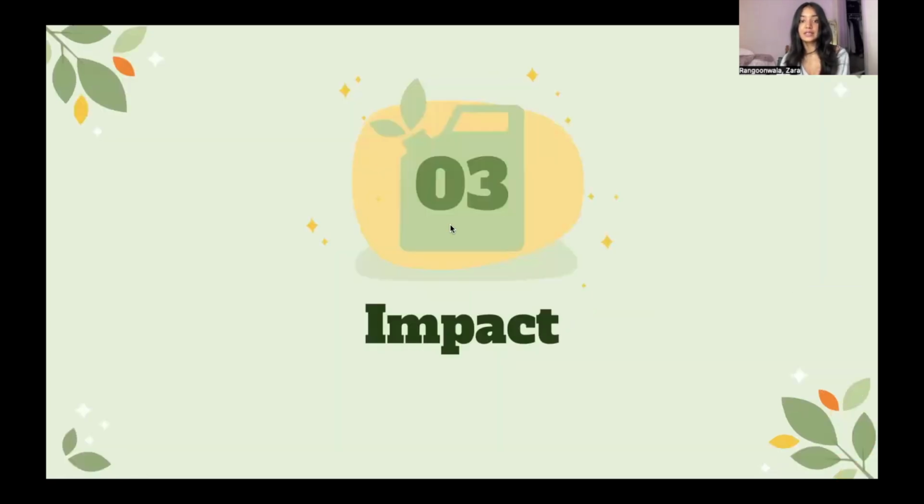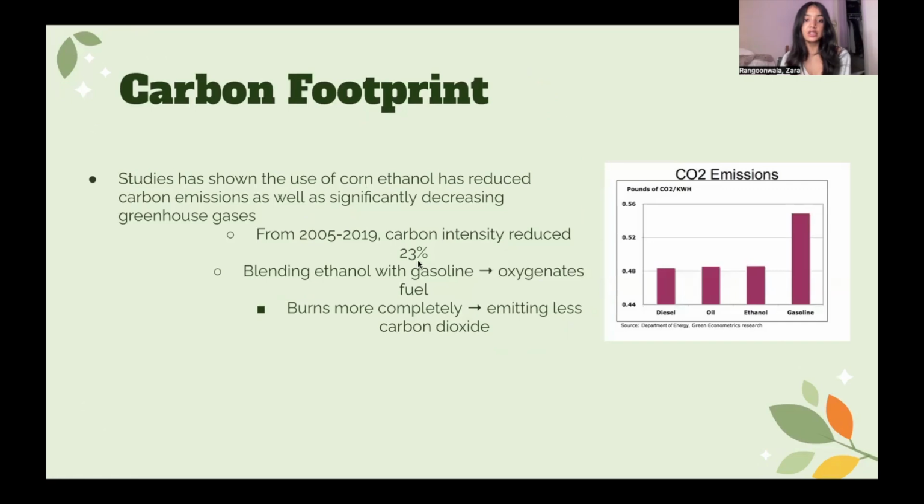Moving on to the impacts, carbon footprint studies have shown that the use of corn ethanol has reduced carbon emissions as well as significantly decreased greenhouse gases. From 2005 to 2019, carbon intensity reduced 23%. Looking at this chart on the right, we can see that comparing ethanol to gasoline, there is a very big difference between the two in how much carbon emissions they let out.